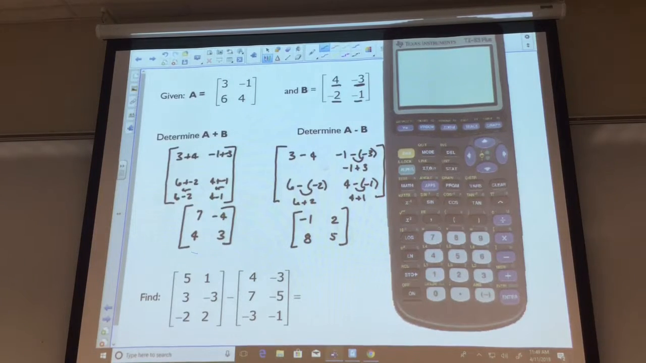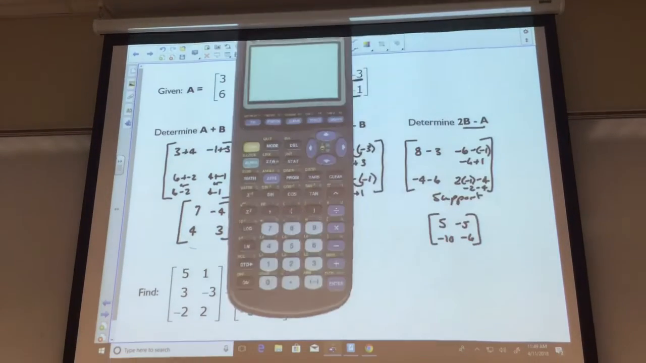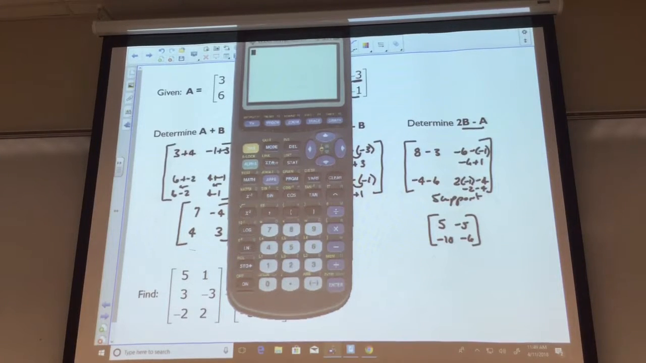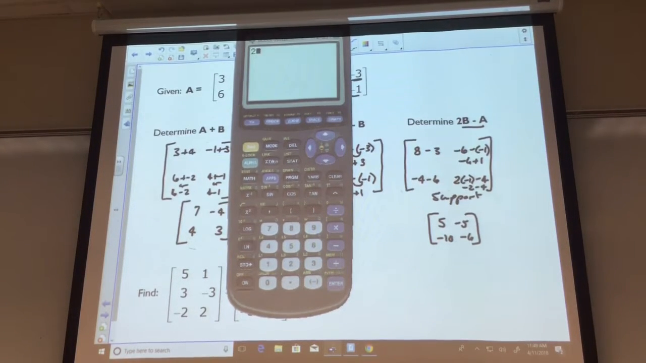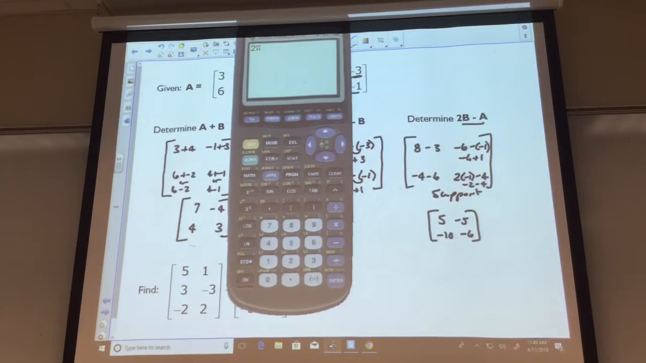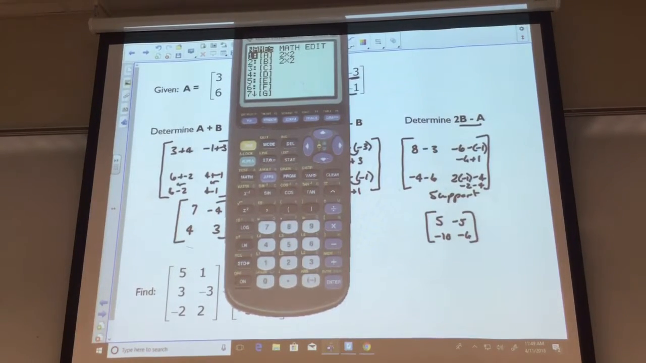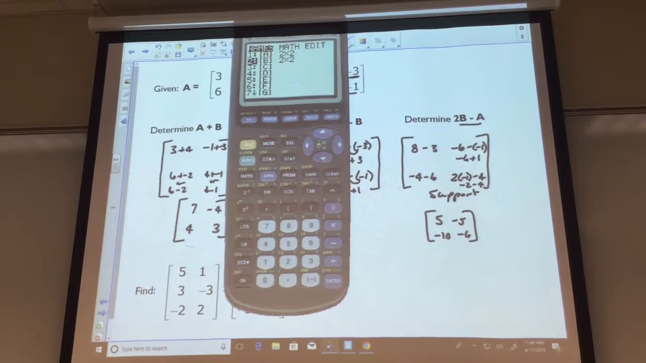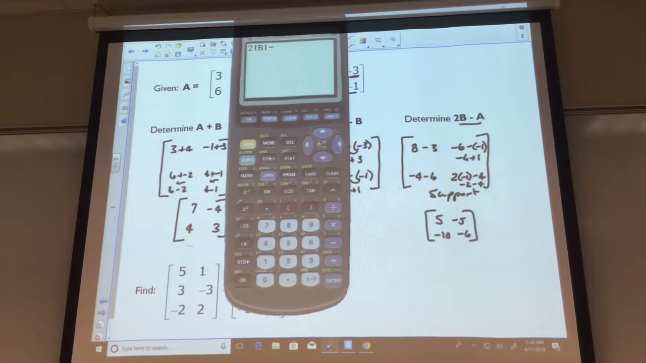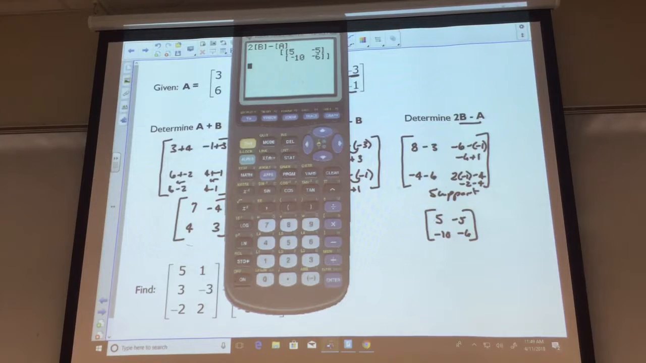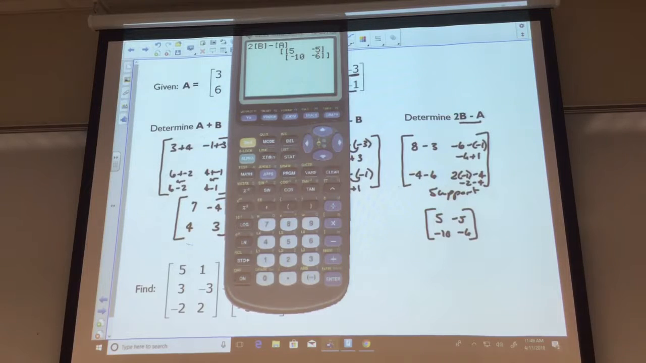Oh, if you didn't put those values in, that's okay. Now, what do I want the calculator to do for me? I want it to do 2 times matrix B. So now I have to call matrix B into play. Here's where you're going to be careful about making sure you select the right matrix. And I want to subtract from that the matrix A. Does it generate the same values that I got by hand? That means that I didn't make a mistake because the calculator never makes a mistake. Only the person operating the calculator makes a mistake.